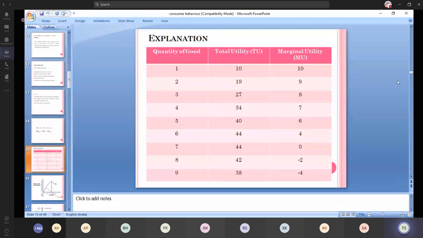Here it's 10. While going for the second unit, the total utility increases and the marginal utility decreases. While the consumption is continuing, total utility increases, reaches the maximum point and starts to decline. The marginal utility starts from 10, where the total utility starts, and it declines and reaches 0 where the total utility is maximum.